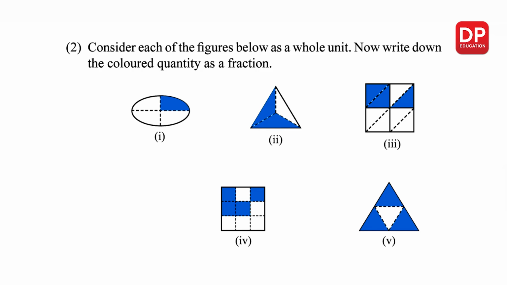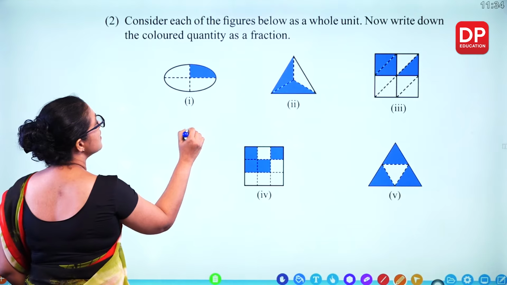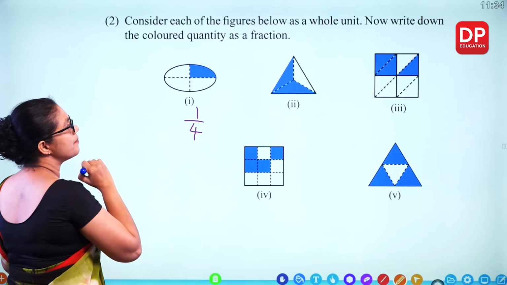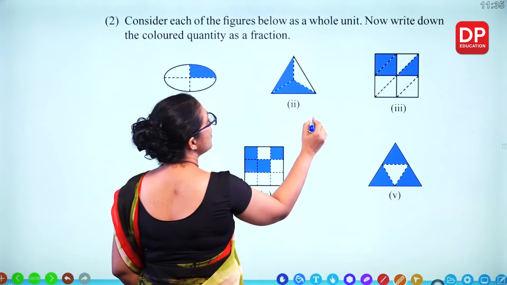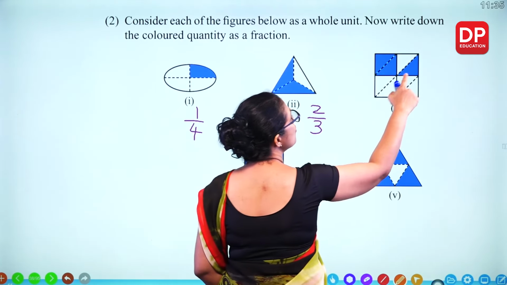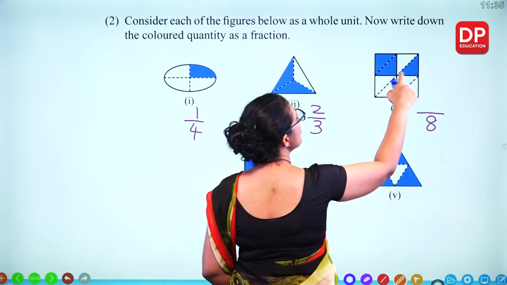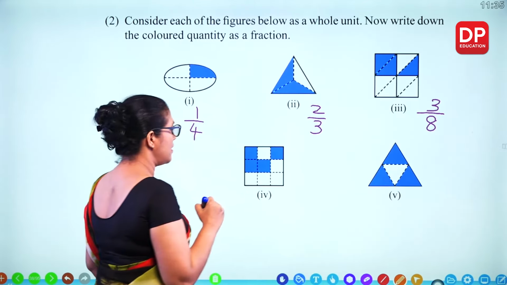Consider each of the following figures below as a whole unit. Now write down the colored quantity as a fraction. 4 equal parts and 1 shaded. 3 equal parts and 2 shaded. 1, 2, 3, 4, 5, 6, 7, 8. 8 parts are there. 1, 2, 3 parts shaded.